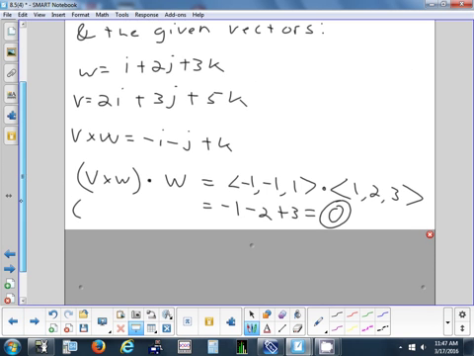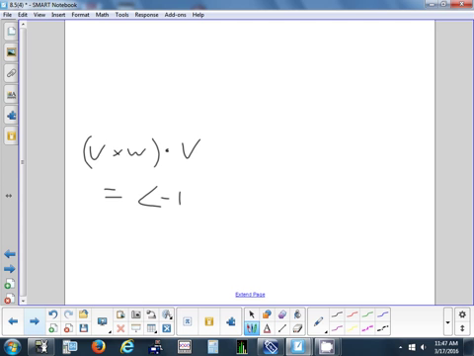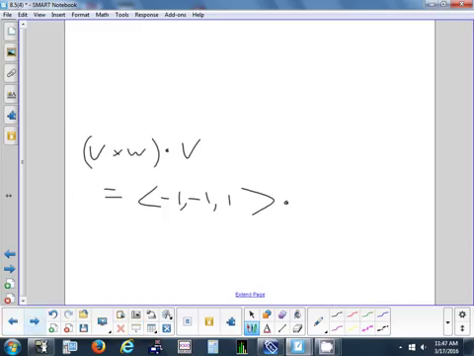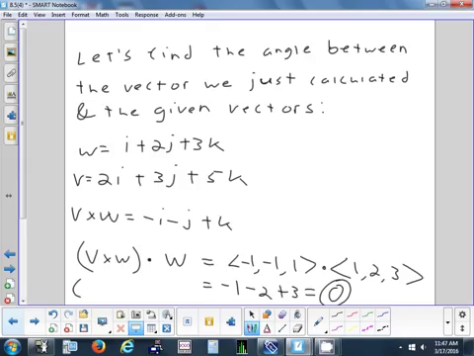Right, so V cross W is negative, yep, -1, -1, 1. And what was V? 2, 3, 5. So you're going to get -2 plus -3 plus 5, which is 0. So that means our cross product is orthogonal to V, and it's orthogonal to W.